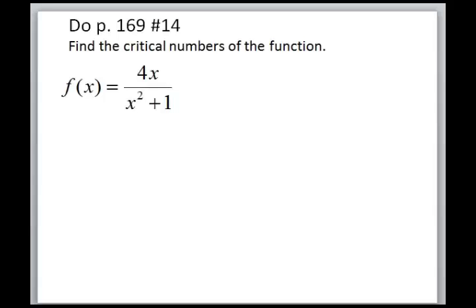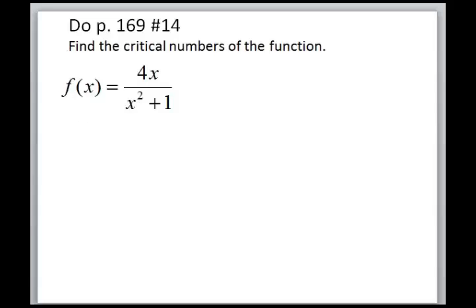We could also graph this on our graphing calculator to determine those critical numbers. But what do we do when we don't have a graphing calculator? Well, remember, we're supposed to find critical numbers at endpoints or where the derivative is equal to 0 or does not exist. In this case, we're not talking about closed intervals, so we will not check endpoints. We'll do that later in a couple problems.